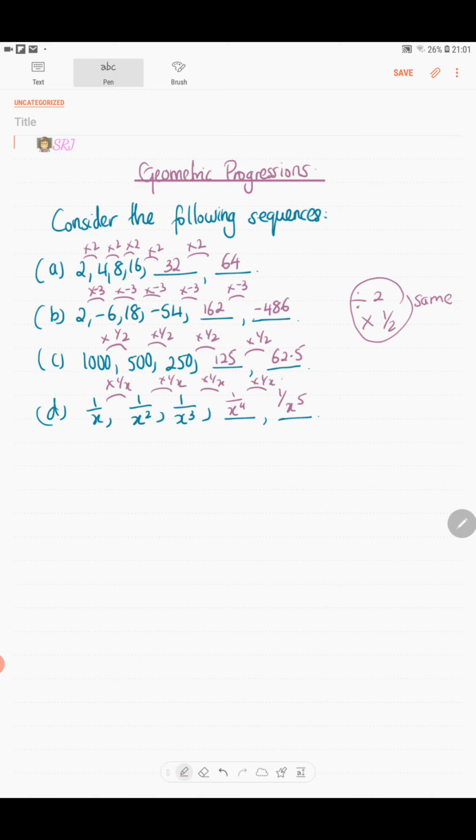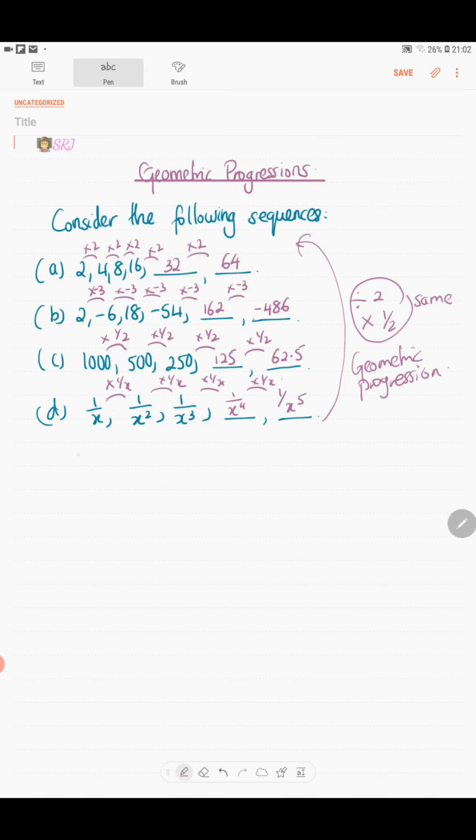So these sequences are called geometric progressions. We can see that in these sequences there is a constant multiplier. For example, here the constant multiplier is 2. Here it is minus 3. Here it is half. And here it is 1 over x.